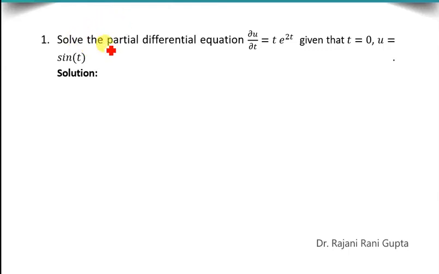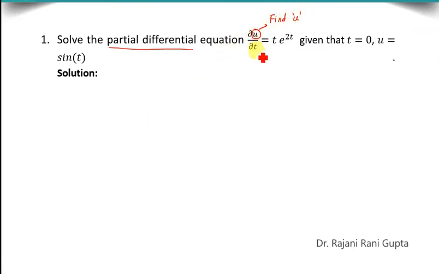It says solve the partial differential equation: partial derivative of u with respect to t is equal to t e power 2t, given that at t equal to 0, u is equal to sine of t. Now when it comes to solving a partial differential equation, it means you need to find the value of u.